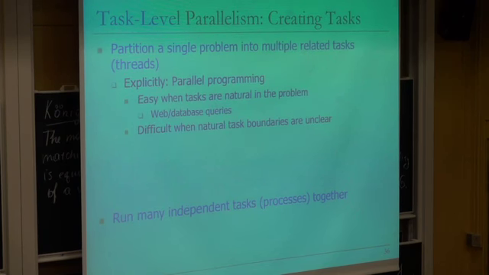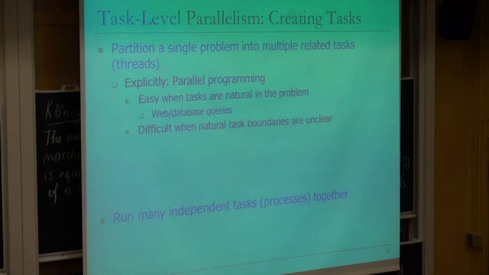I'll let you partition the problem into different tasks. You could do this explicitly. The programmer can explicitly say, this is task 1, this is task 2, this is task 3. This is called parallel programming. And it's easy when tasks are natural in the problem, like queries. This actually could be a single problem.